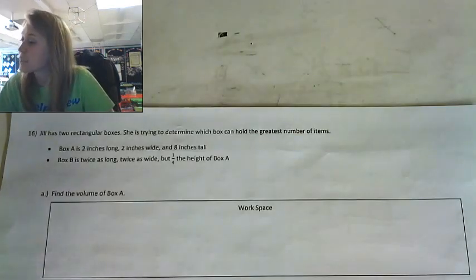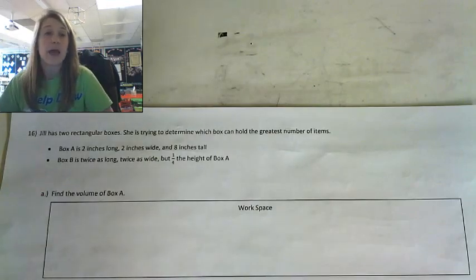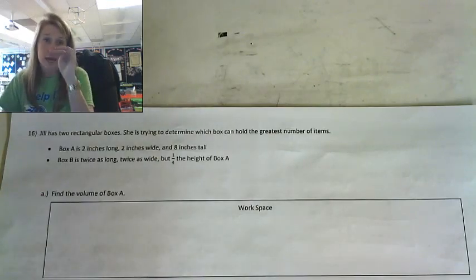Jill has two rectangular boxes. She is trying to determine which box can hold the greatest number of items. Box A is 2 inches long, 2 inches wide, and 8 inches tall. Box B is twice as long, twice as wide, but 1/4 the height of box A. All right. A, find the volume of box A.